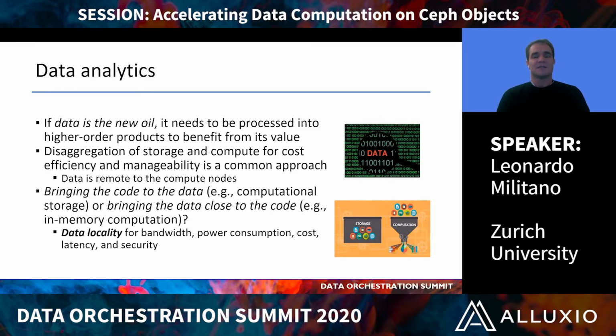This leads to the next point I want to introduce, which is how the storage and the computation elements are actually collaborating and how they work together. The typical approach that we have observed recently is that disaggregation of storage and compute is promoted, and the motivation for this is that it is efficient in terms of costs, but it's also making the manageability of both of the two elements easier. What is the consequence of having the storage element and the computation element disaggregated from each other? The consequence is that the data is remote from the compute nodes.